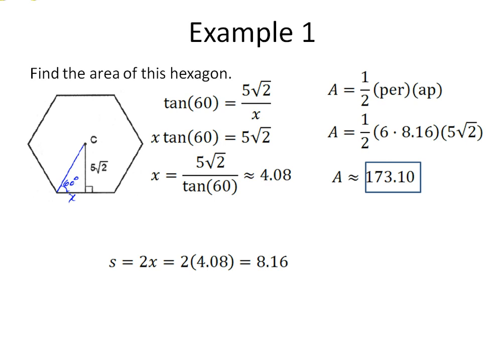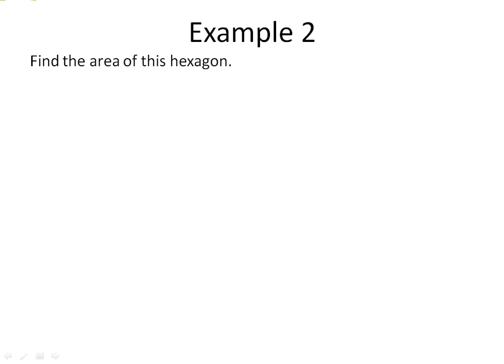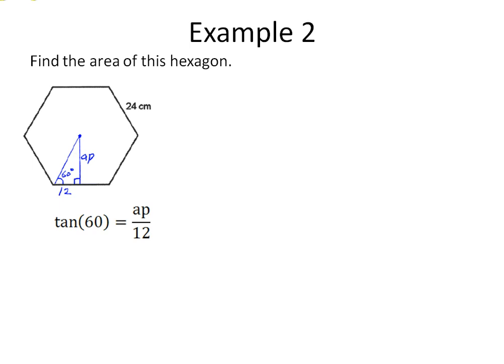Let's move on to example 2. They want us to find the area of this hexagon. This time they gave us the length of the side, which means this half side is equal to 12. That lets us figure out the apothem. The tangent of 60 equals the opposite leg, the apothem, over the adjacent leg, 12. So 12 tangent 60 equals the length of the apothem, which is approximately 20.78.